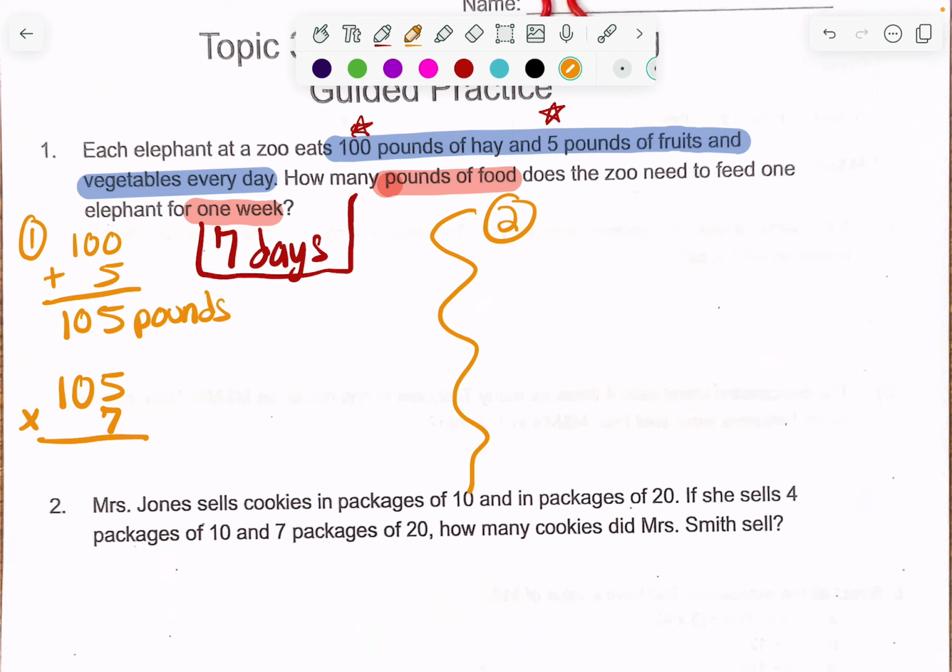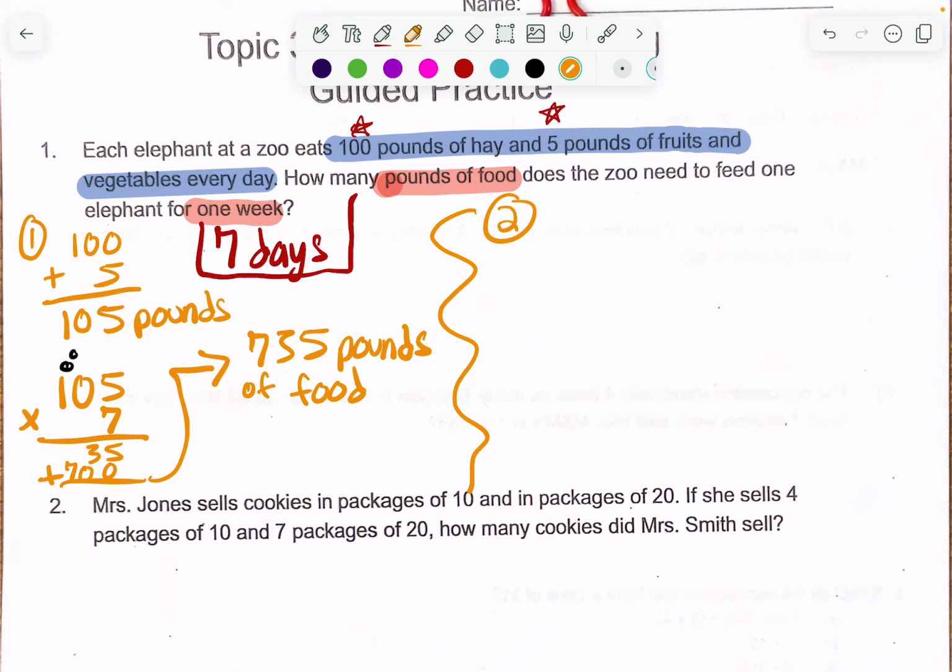So 5 times 7 is 35. So I'm going to put 35. 7 times 0 is 0, so we don't need to put anything. And then we have 7 times 1, but really it's, don't forget those extra zeros, 7 times 100, so it is 700. Now I'm going to add my numbers up. So that tells me I'm going to need 735 pounds of food. So now that is one way to show it.